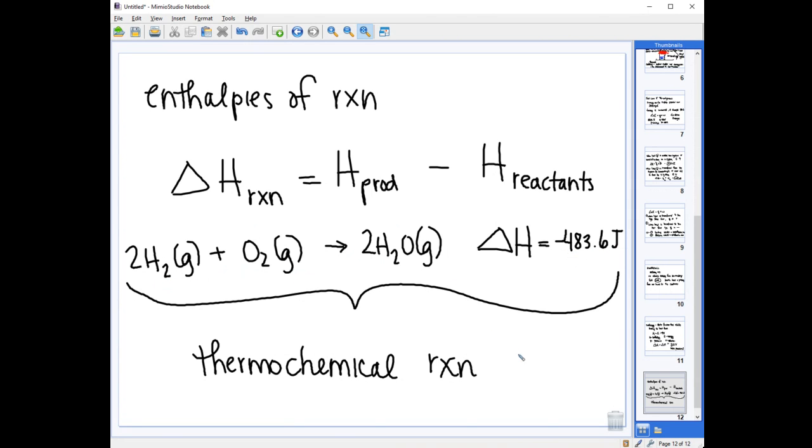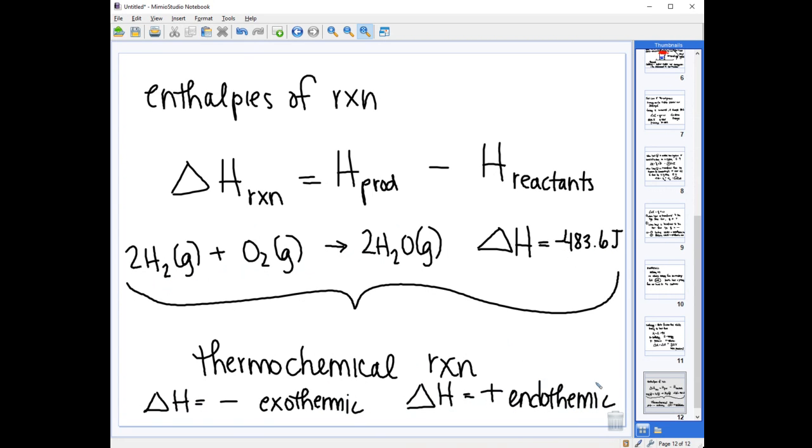When delta H is negative, that is an exothermic reaction. So this gives off heat. When delta H is positive, we have an endothermic reaction, meaning we had to put in heat. Okay. So if delta H is negative, that is exothermic. If delta H is positive, that is endothermic.